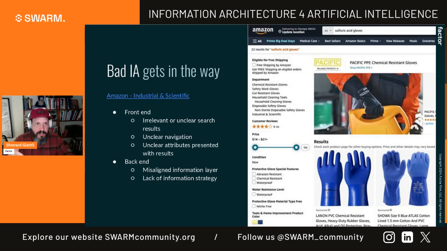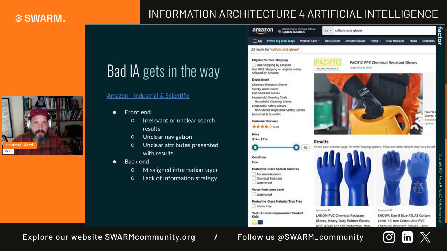One of the things I'll say here is that there is a lack of an information strategy here. And I think I want to correct that and say that it's not a lack of an information strategy, but it does show what their information strategy is, which may be devaluing their information strategy. So here on the front end, I pulled the same search for sulfuric acid gloves, because that was what I was looking for. Gloves that are safe to use with noxious chemicals.